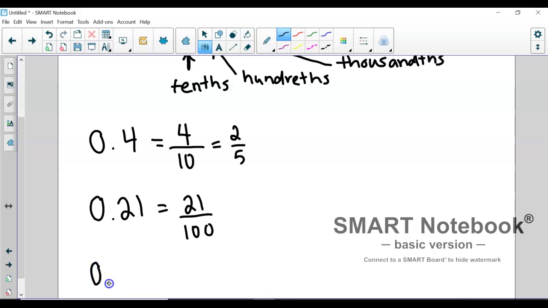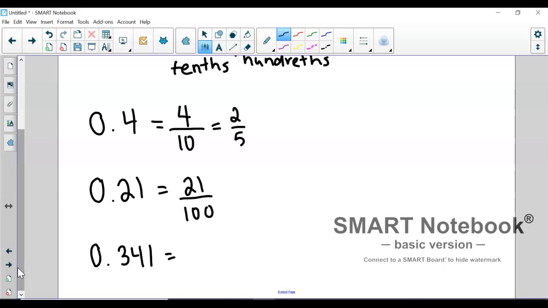Let's say we had something like 0.341. Well, this is 341 thousandths. So we would take 341 and put it over 1,000. I don't think that will reduce either. So you can kind of see the picture here. If you just got one decimal place, you got 1 0 right here. If you got 2 decimal places, you got 2 zeros. If you have 3 decimal places, you have 3. And then that would continue on, of course, as you went. Sometimes you can reduce these numbers, sometimes you cannot.